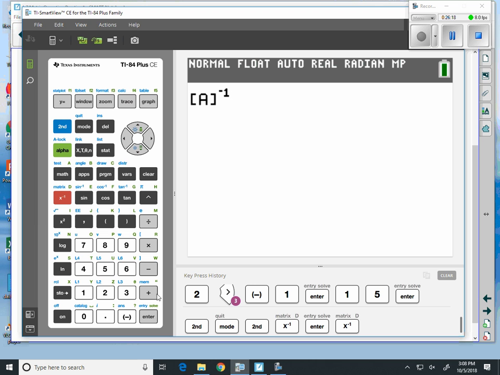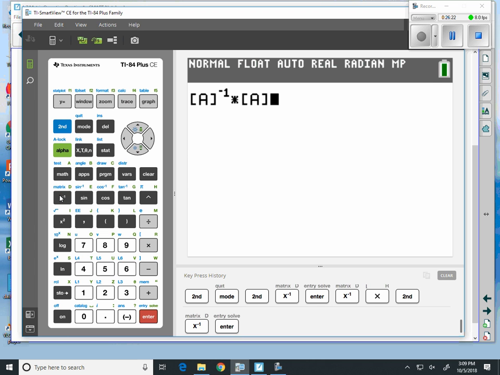Then we'll hit multiply and then enter matrix A. So that's A⁻¹ times A, or A to the -1 times A. Press enter and it'll give you your matrix. Now, this should happen every single time when you do A⁻¹ times A, okay? Or if you do B⁻¹ times B on a different problem. You should always get something called the identity matrix, where ones are in the main diagonal, zeros everywhere else.